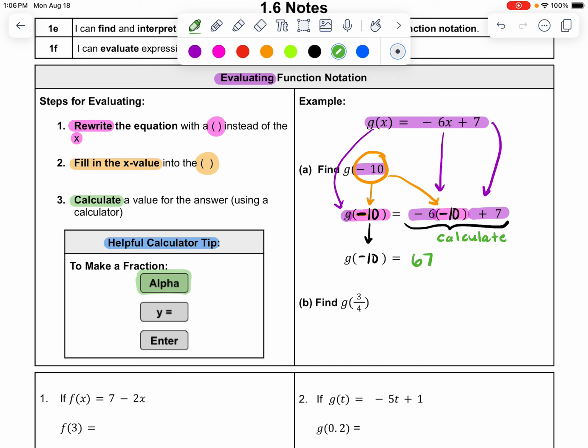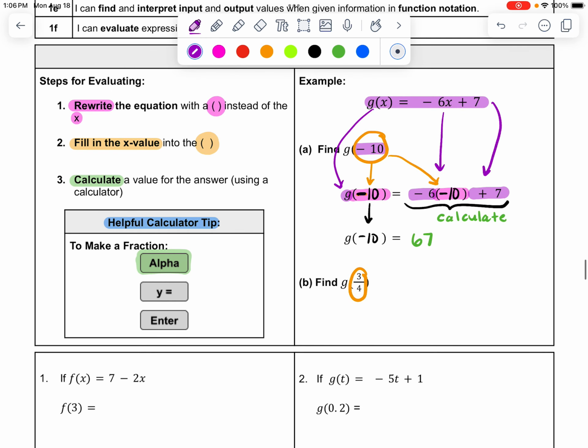Let's try it again, but instead of having fill in the blanks, we're going to make our own blanks. So if my directions say find g of 3/4, the first thing I'm going to do is copy down the original problem with no x's, just parentheses. So I'm going to have g and then empty parentheses equals -6 and then empty parentheses and then +7. Because everywhere that you see an x, you're going to put an empty parentheses.